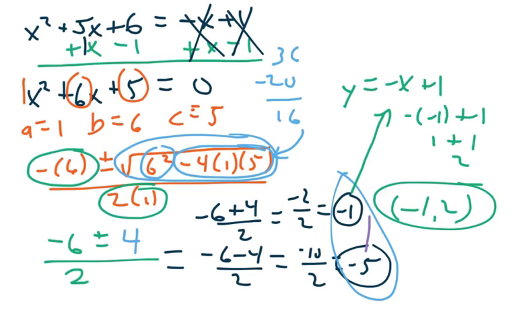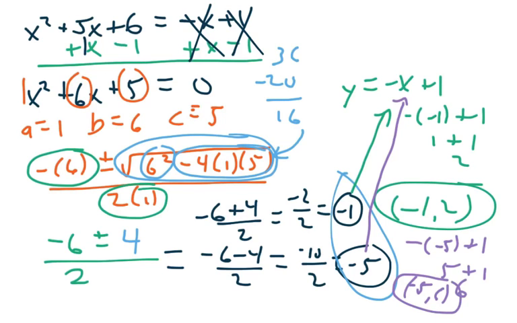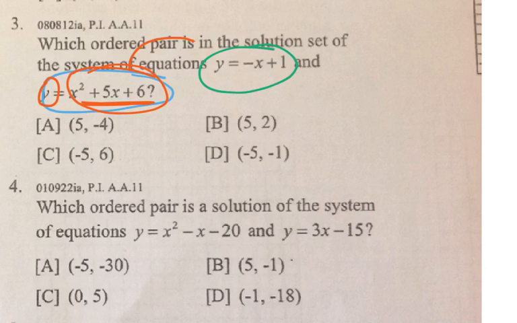Okay, let's take negative 5 and plug it in. Negative of negative 5 plus 1, that's 5 plus 1, which is 6. So my other ordered pair is negative 5, 6. Negative 5, 6. So let's go back to the original problem. And notice they did not have both answers there, guys. But there is my negative 5, 6.